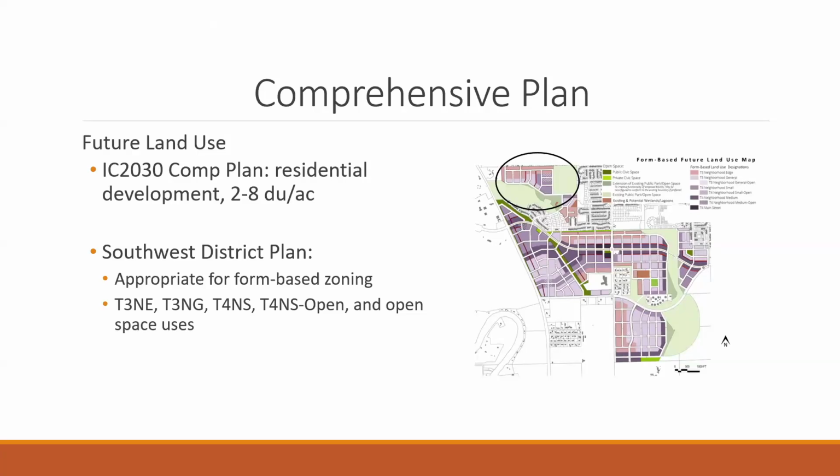The IC 2030 comprehensive plan designates this area as appropriate for residential uses at 2 to 8 dwelling units per acre. The proposed subdivision will result in a residential density of approximately 4.7 units per acre. The South District Plan provides a form-based future land use map, which designates this area as appropriate for T3 Neighborhood Edge, T3 Neighborhood General, T4 Neighborhood Small, T4 Neighborhood Small Open zoning, and open space uses.